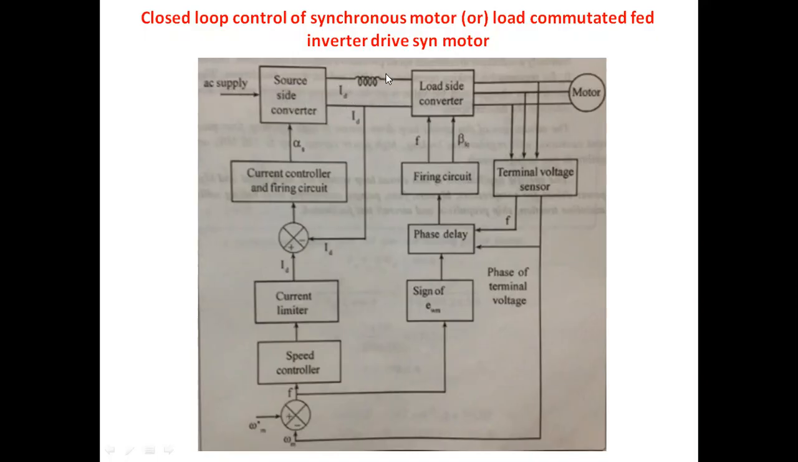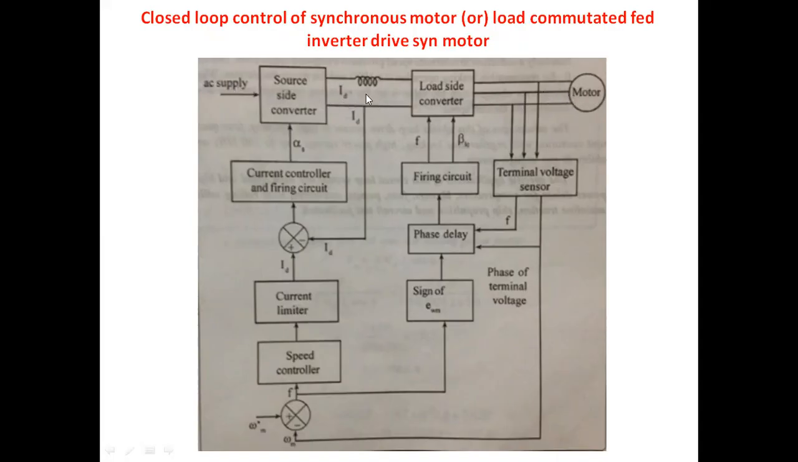To remove the ripples present in the DC, we are using an L filter here. After removing the ripples, it is connected to the load side converter. The load side converter is nothing but an inverter. It is acting as an inverter. So this DC voltage is converted into AC with the help of the load side converter. It is connected to the synchronous motor drive. So it is operating under open loop connection now.